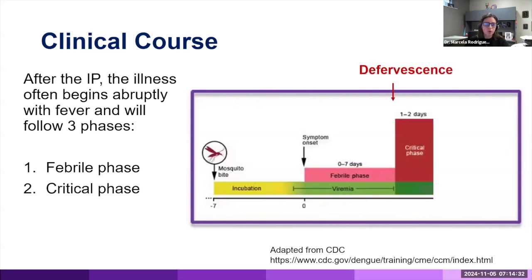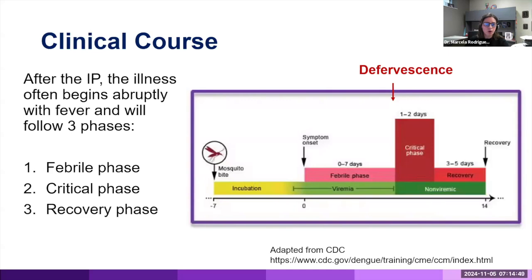This febrile phase is followed by the critical phase that usually happens after the patient defervesces. So the fever is gone. People think the patient is getting better, but actually some of the cases can go to the critical phase that lasts between 1 to 2 days. This critical phase is followed by the recovery phase that lasts between 3 to 5 days.